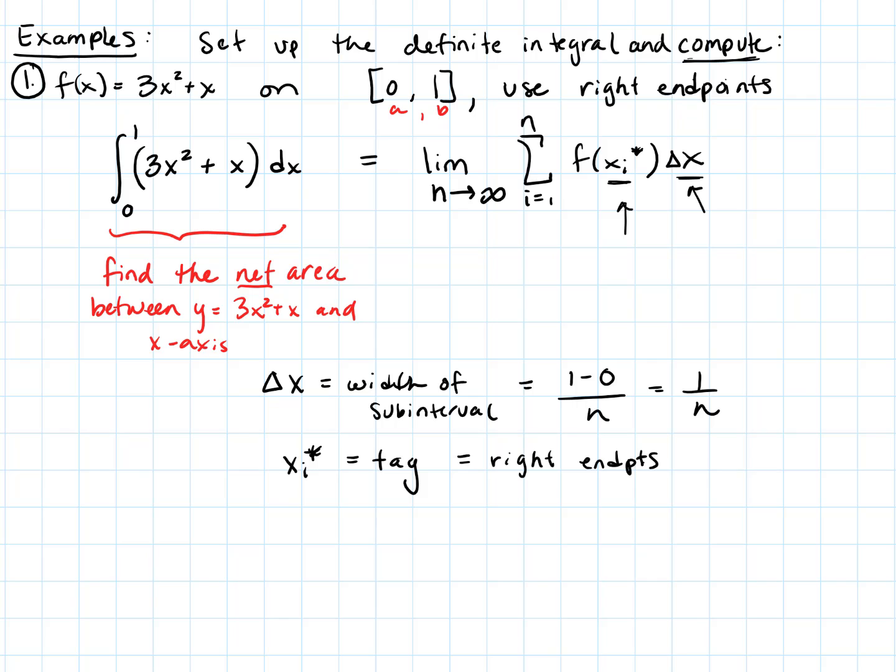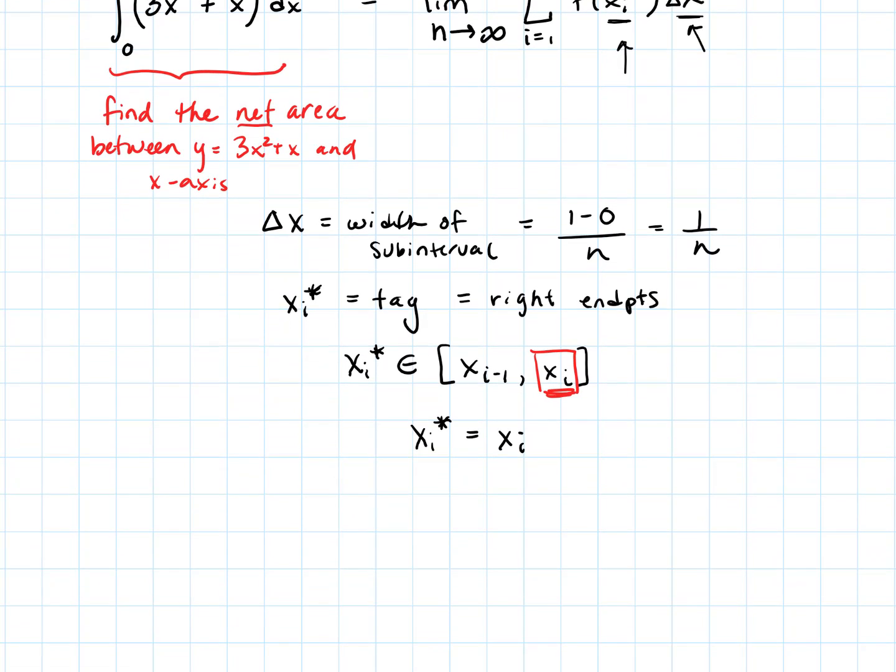So if we use right endpoints, remember that x sub i star, this is what I just wrote a minute ago, is in the subinterval from x sub i minus 1 to x sub i. And if we're going to choose the right-hand endpoints, that means that my tag is actually going to be x sub i. So let's think about what x sub i would actually look like. If I'm going from 0 to 1, I'm dividing the interval up into n subintervals.